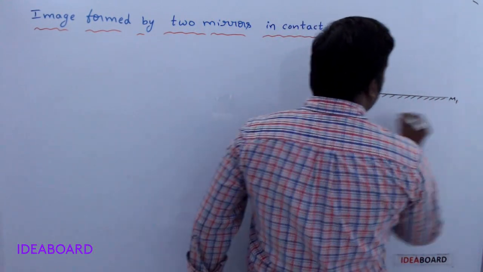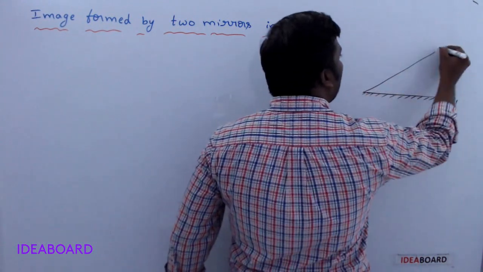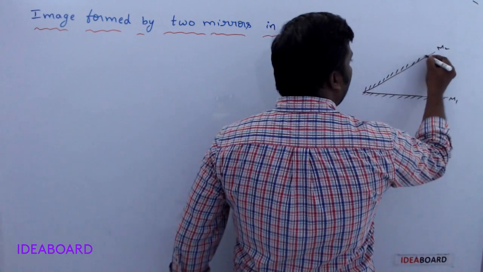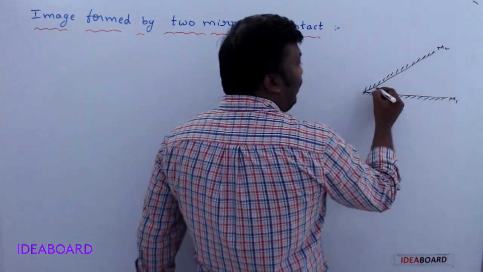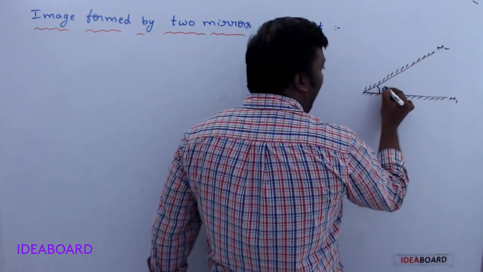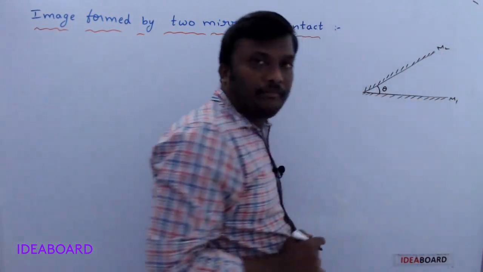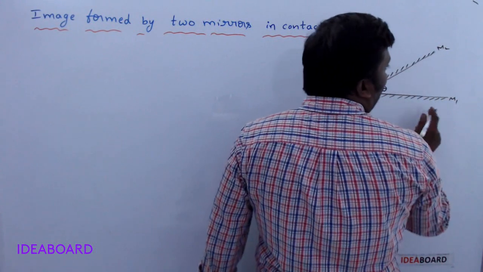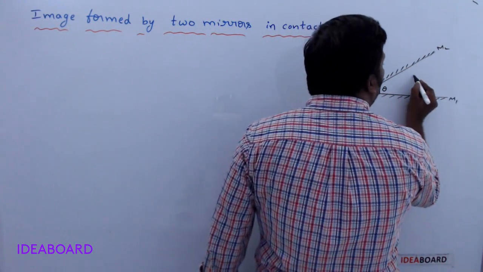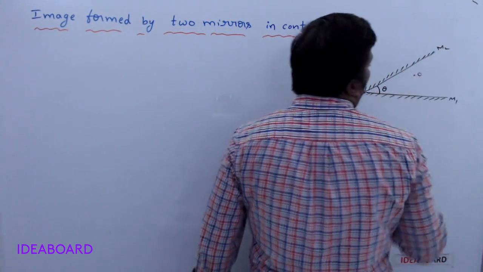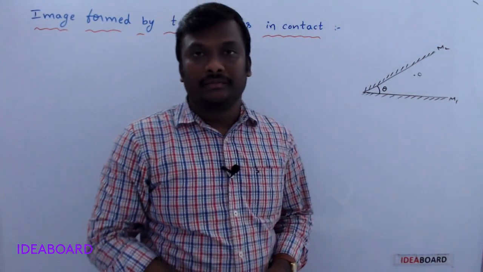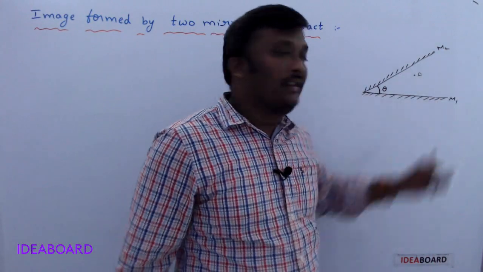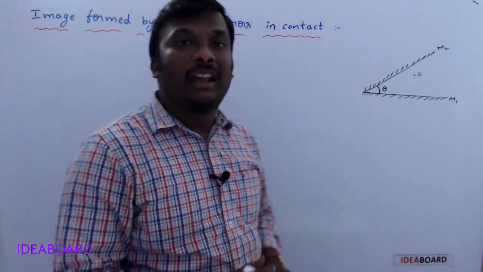Suppose we take two mirrors M1 and M2, which are in contact. Now let theta be the angle between M1 and M2. In between these two mirrors, an object is situated at any point. Maybe consider the object here or here or here, your wish. Then what happens?